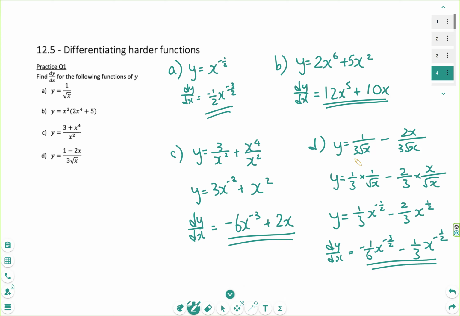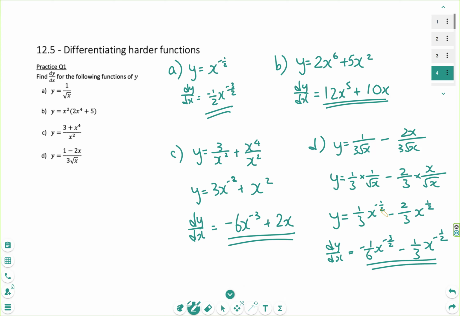The terms look a bit more complicated, so you have to know how to split them up nicely. 1 over 3 root x, we can write as 1 over 3 times 1 over root x. Now for the second one, you split the coefficients, so it'll be 2/3 as a coefficient times x over root x. Now when you have x over root x, that's x to the power of 1 over x to the power of a half. 1 minus a half is a half, positive a half. So therefore, y equals a third x to the power of negative a half minus 2/3 x to the power of a half. So once you've got to this stage, then you can differentiate.